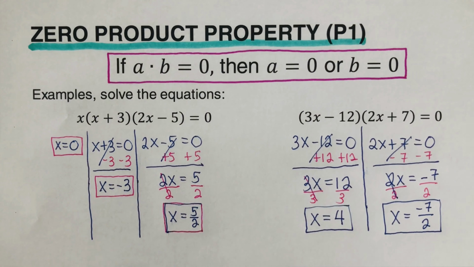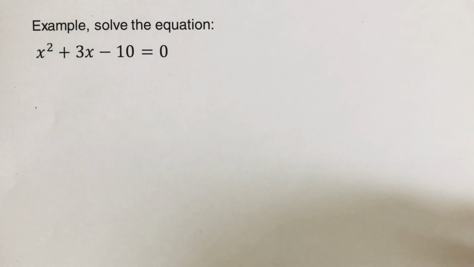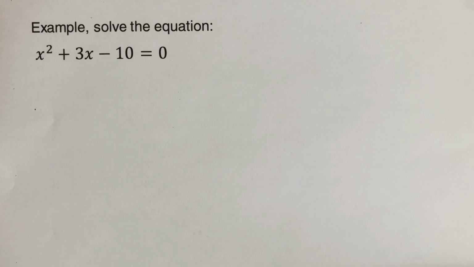Did you get the same answers as this? Good. Perfect. Now let's move on to the next example. In these examples, they're pretty straightforward because they have been in factored form already. Now, what's going to happen if I give you this equation and I want you to solve for x? How do we do that?